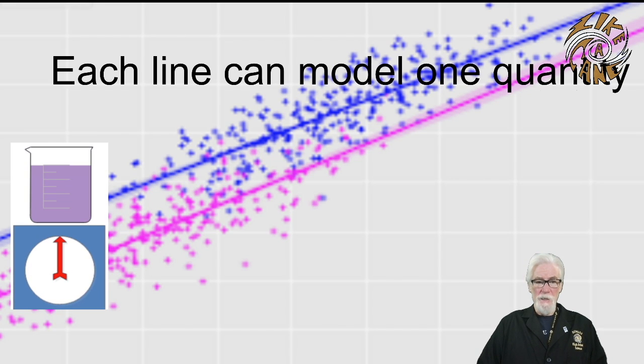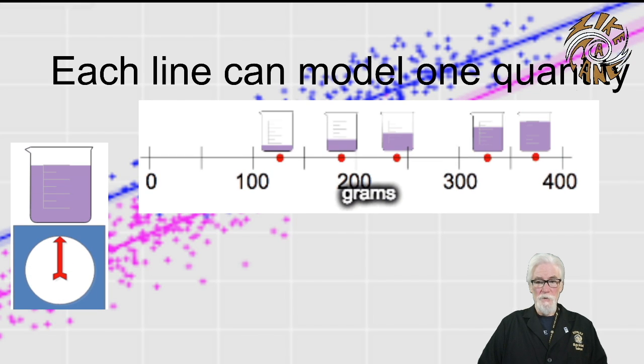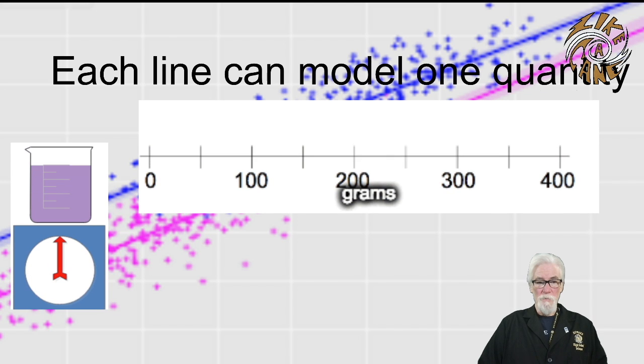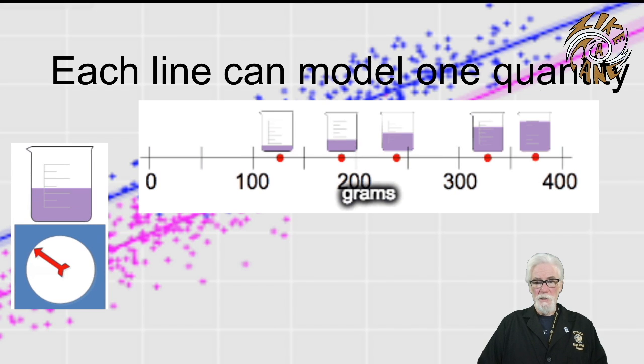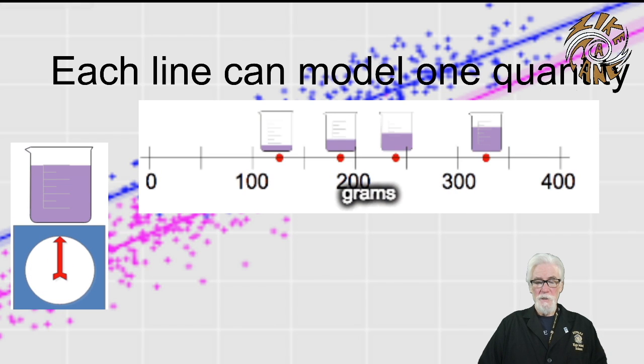Multiple quantities could be modeled by different number lines. So here's this same beaker, only instead of measuring the volume, this beaker is on a scale and we're measuring the weight. So that presents us with another number line. As more and more liquid gets in there, the weight increases, and so that can be thought of as a series of points on a number line.